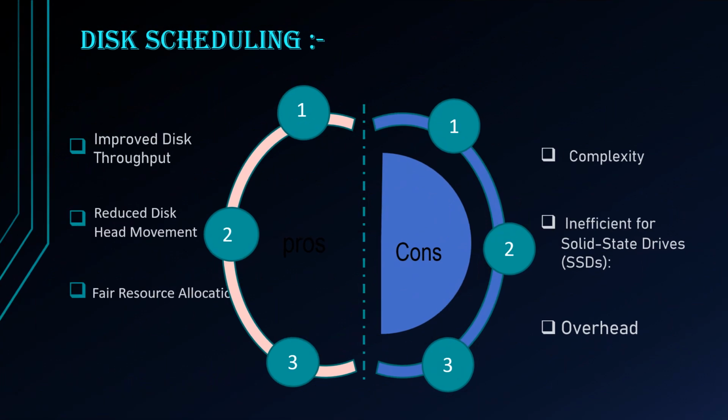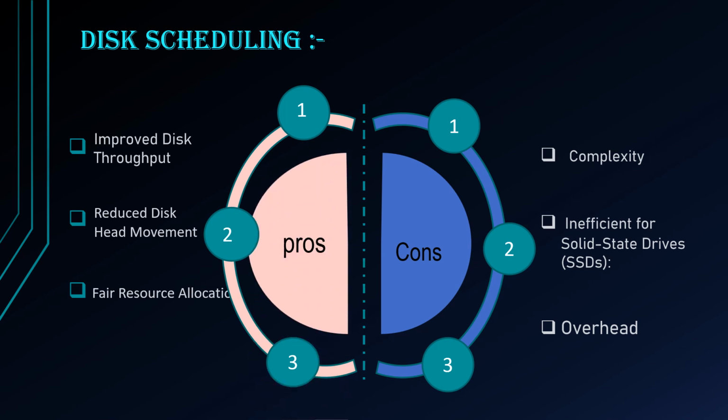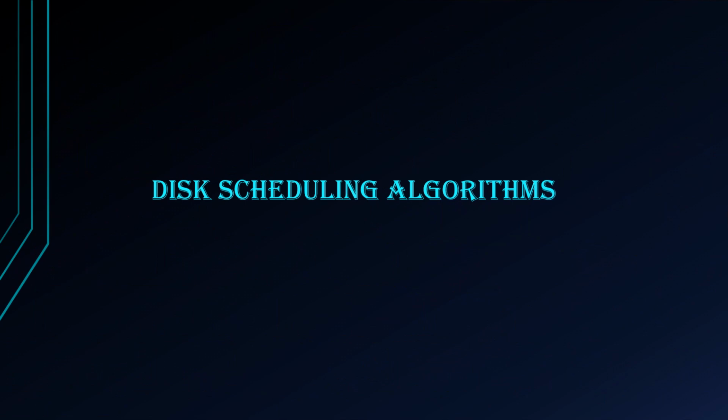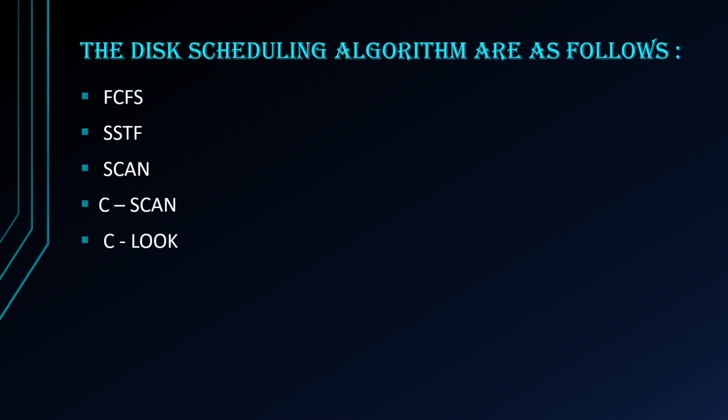Disk scheduling has pros and cons. First, pros: it improves disk throughput, reduces disk head movement, and gives fair resource allocation. Its cons are complexity, inefficiency for solid state drives (SSDs), and overhead. Scheduling algorithms. The disk scheduling algorithms are as follows: FCFS, SSTF, SCAN, C-SCAN, C-LOOK.